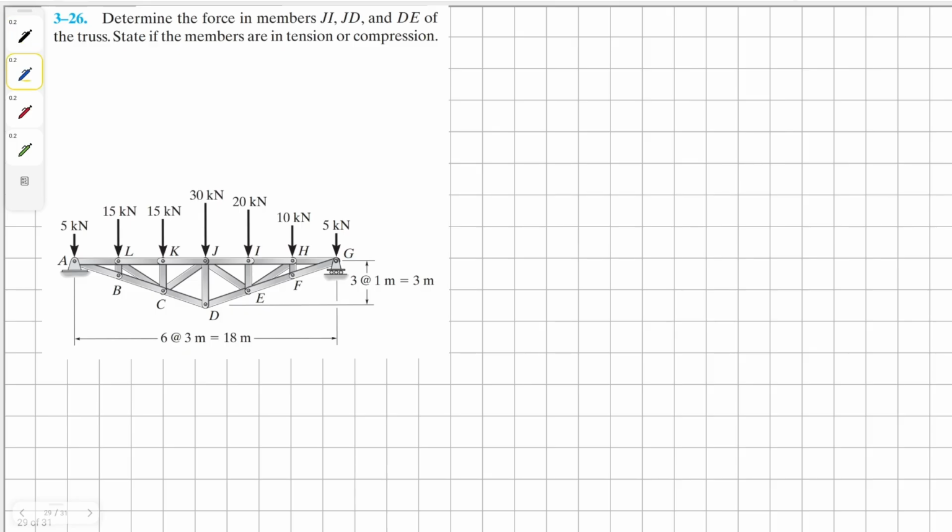To begin, first of all, let's determine where our cut in the truss is going to be, because we're going to use the method of sections, and I'm thinking somewhere along here between GI.